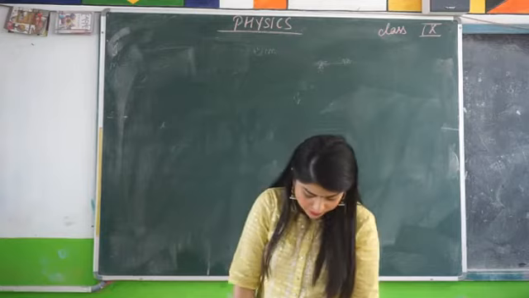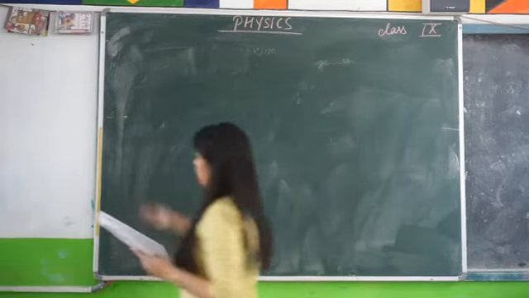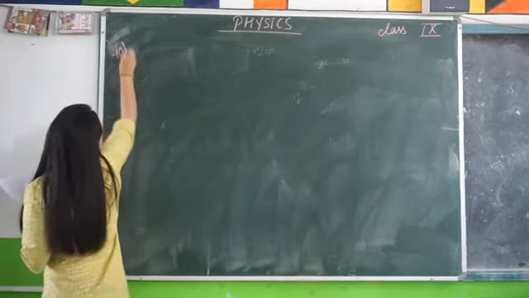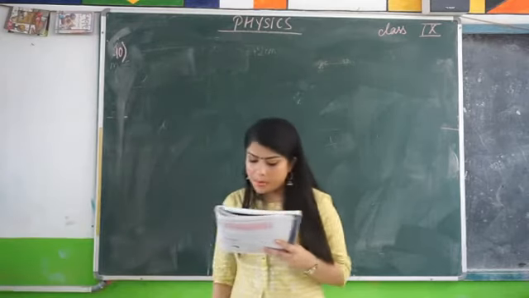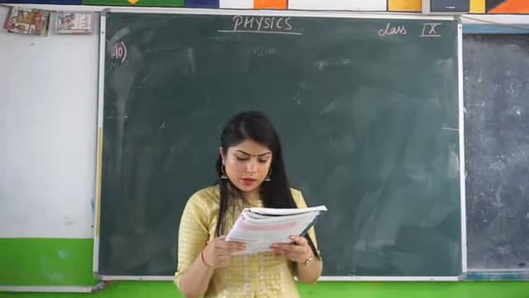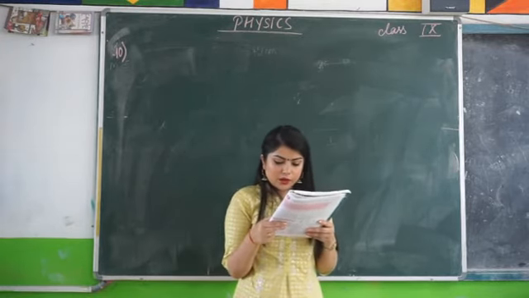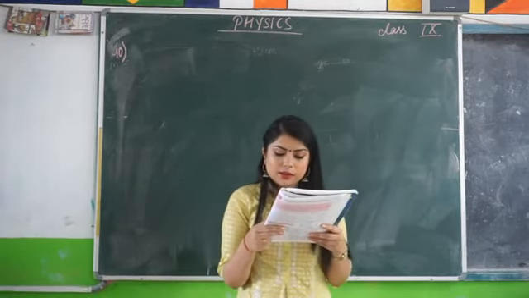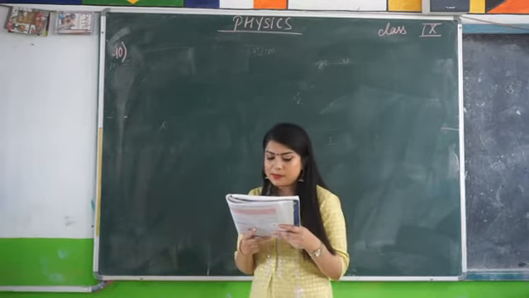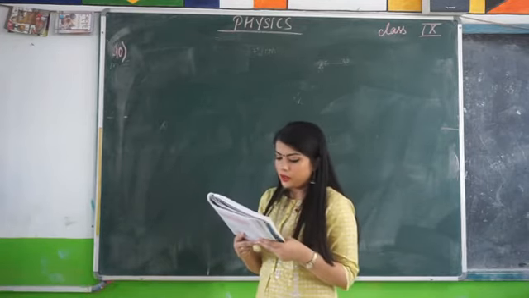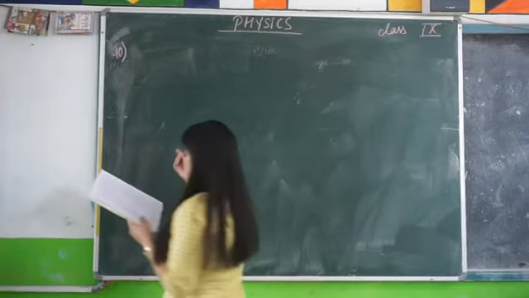Question number 10 is, okay, a concave mirror forms a real image of an object placed in front of it at a distance 30 cm of size 3 times the size of the object. Find the focal length of the mirror. Now it is a concave mirror.